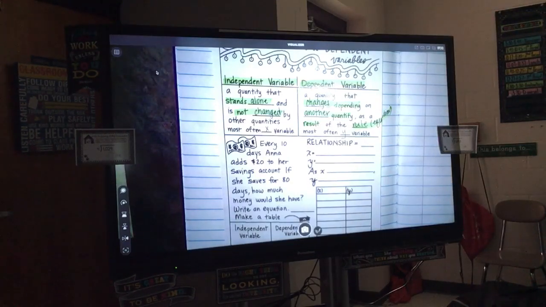Why does it say most often? Because when you get into 7th, 8th, 9th, 10th, depending on your slope, depending on y-intercept, there's a whole lot more that goes into independent, dependent variables. So basics, it's usually x, usually y, but there are times when it will be flip-flopped.